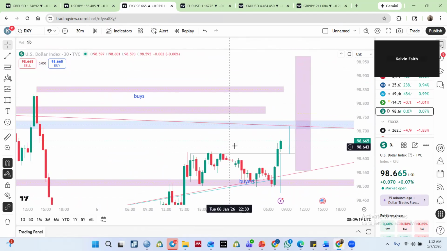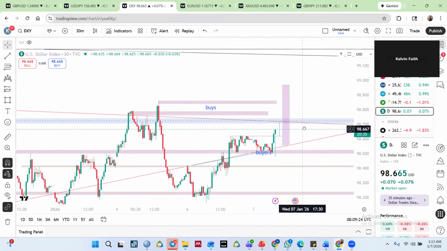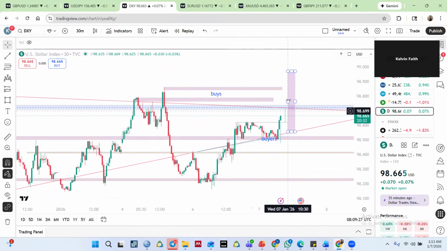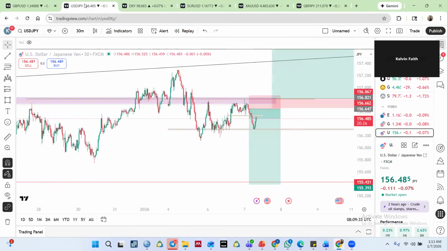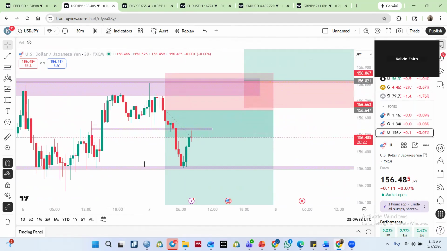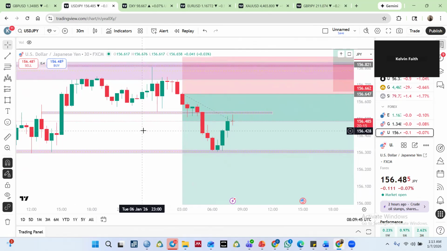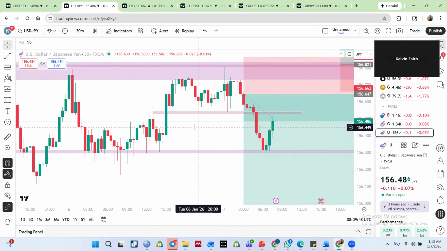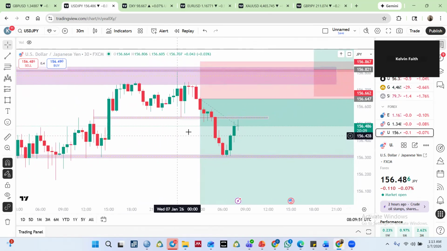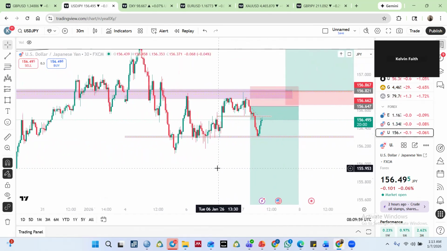Okay. The dollar index is crazily pushing up. I believe that it should sell. But let's see how things will go at the London session. USDJPY, yeah, the pullback is still on. Is it going to crash this area and then just continue to push up? We don't know. So let's see.